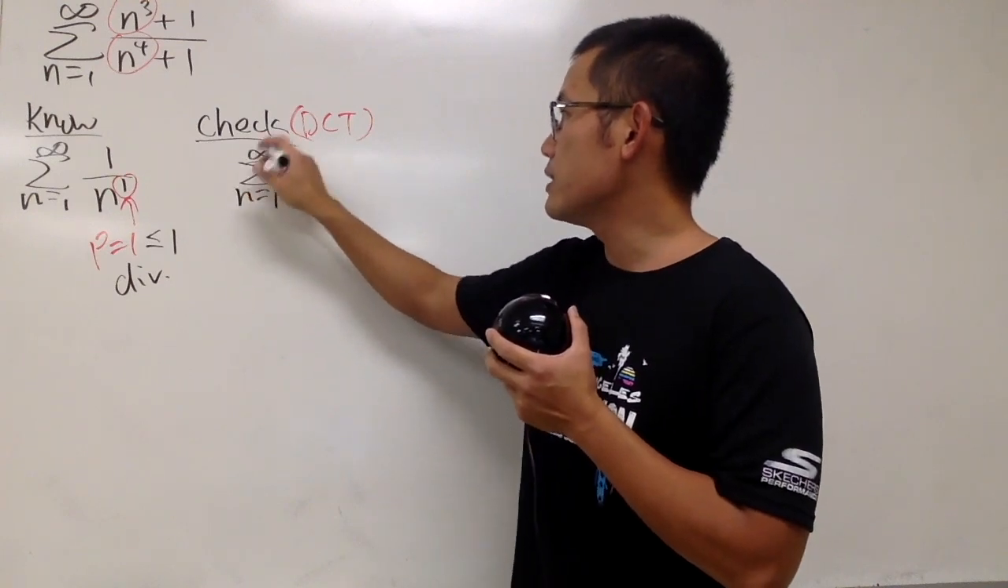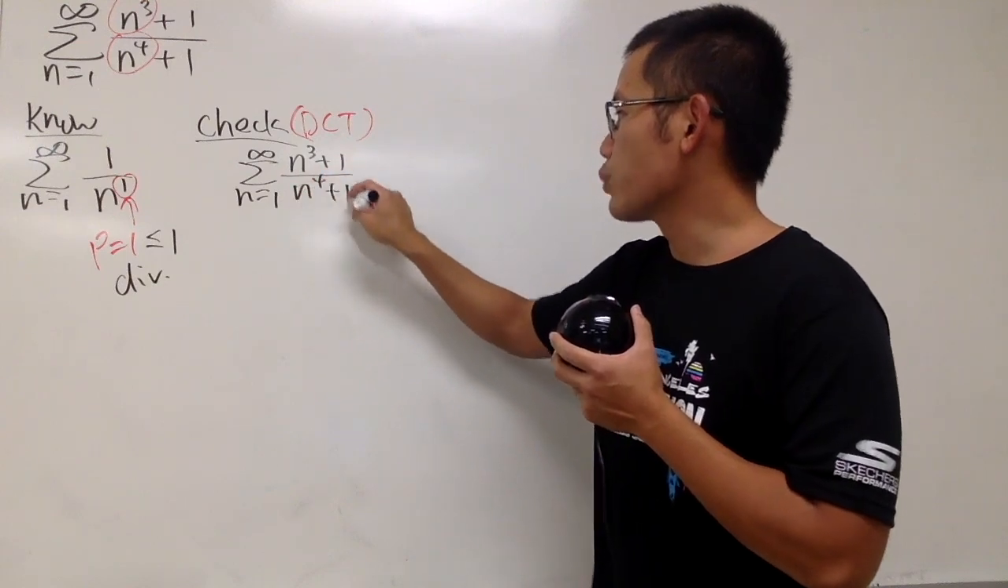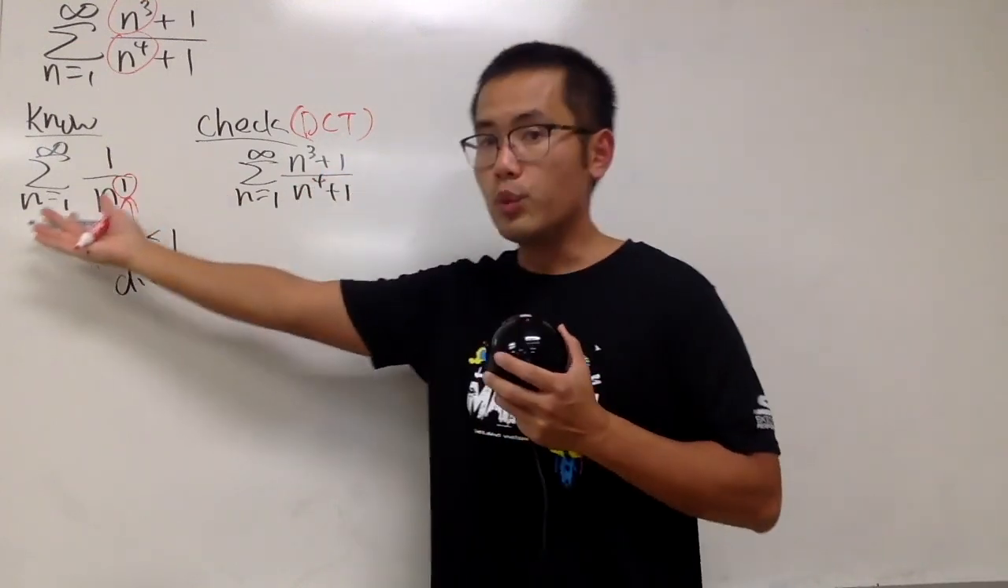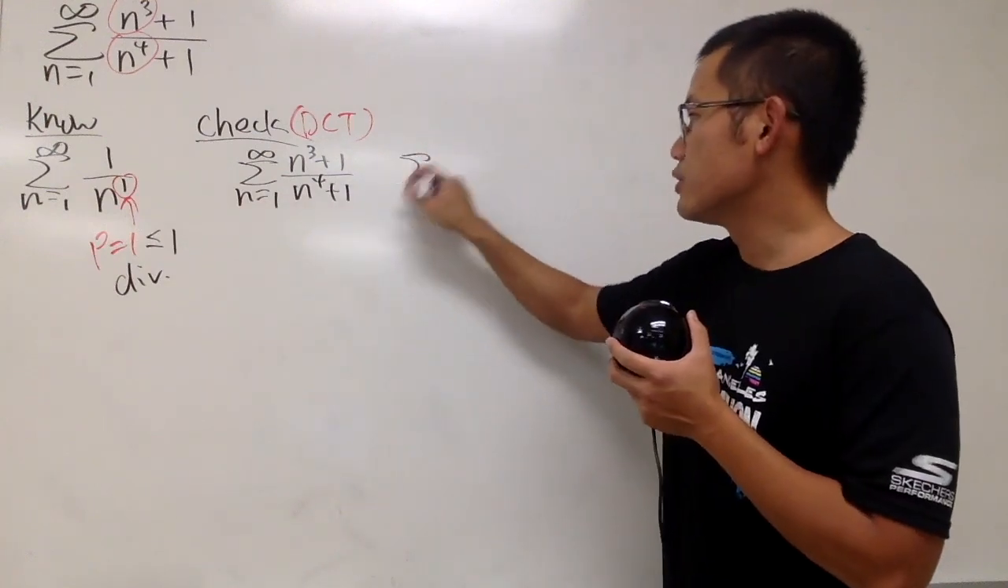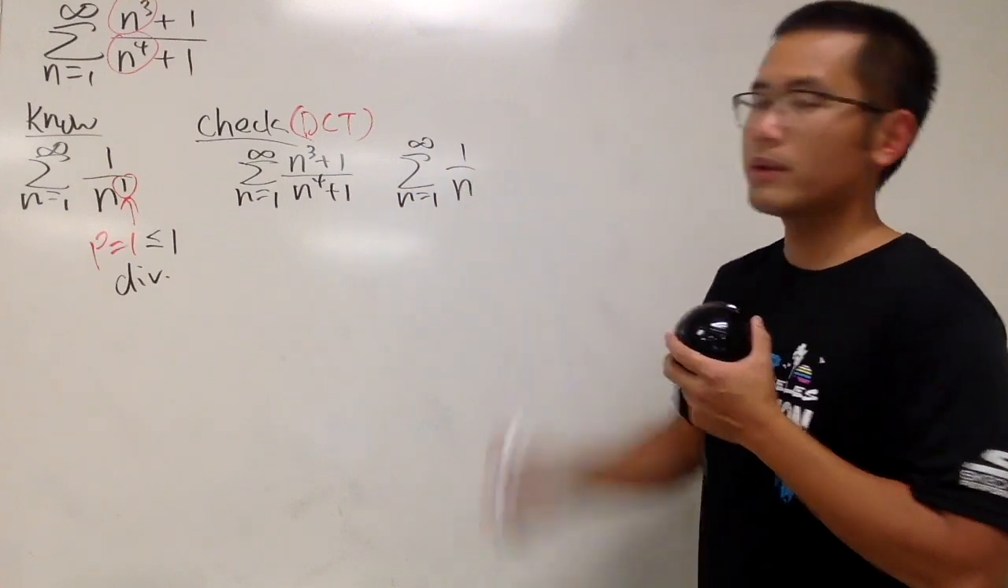N goes from 1 to infinity, n to the third power plus 1 over n to the fourth power plus 1. And put down the one that we know on the right-hand side. Again, this is just for consistency purpose. And 1 over n to the first power.